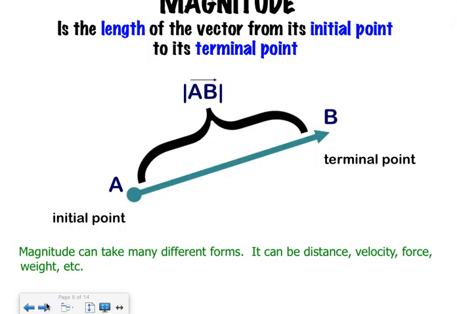Magnitude of these vectors is how long they are. It's the length from your initial point to its terminal point, so where it starts to where it ends. Your initial point is the dot typically, and your terminal point has the arrow. All you're going to do to find that length, guys, is the Pythagorean theorem. Super simple. So magnitude is how long it is.